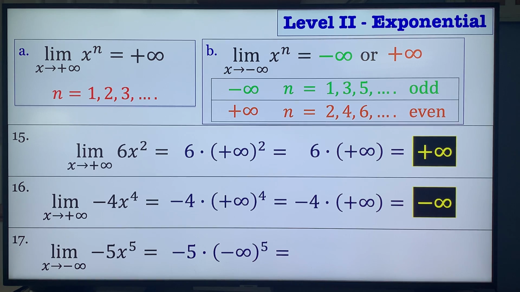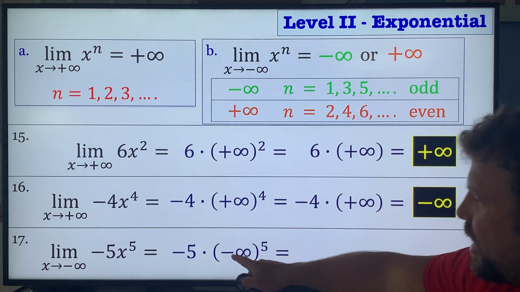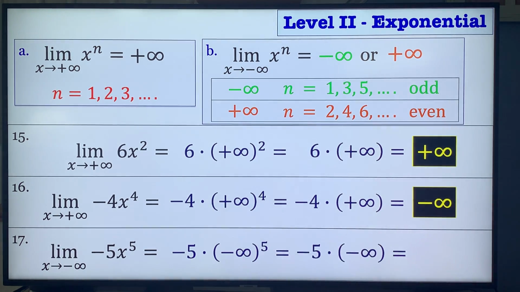Negative 5 times negative infinity to the 5th power. A negative number to the 5th power is still negative. Negative 5 times negative infinity. Negative times a negative is a positive infinity.